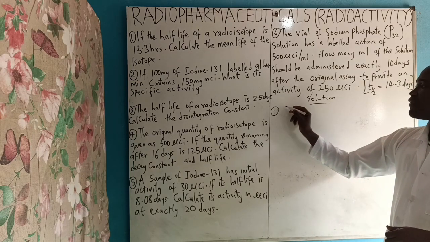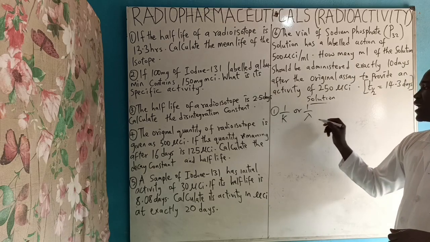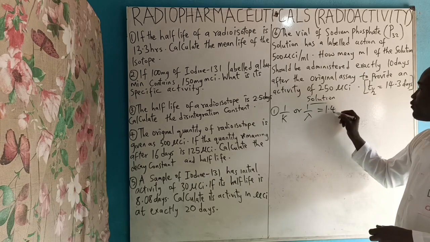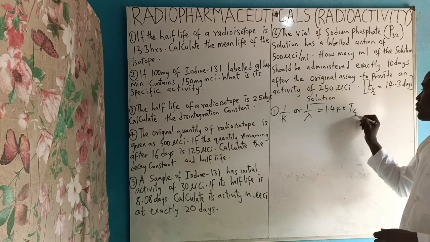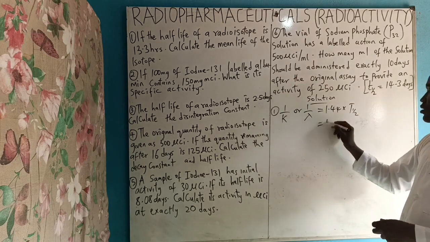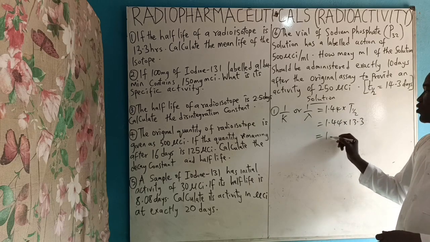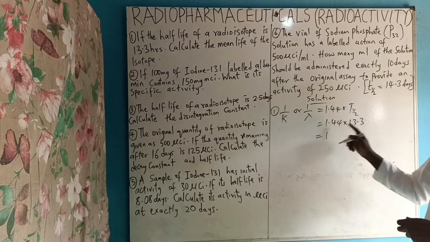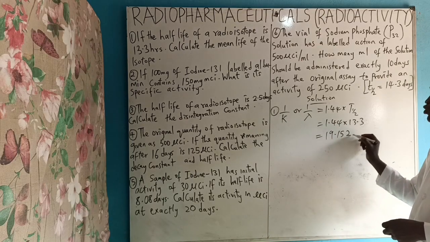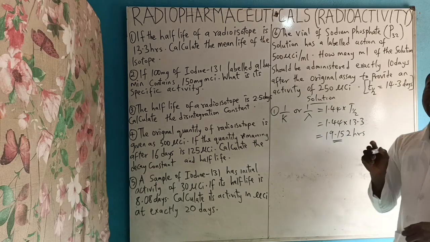Mean life of the isotope, denoted with 1 over lambda, is equal to 1.44 times half-life. What is the half-life? 13.3. So 1.44 times 13.3, when you press this in your calculator, gives you 19.152 hours. So the mean life is also in hours, 19.152 hours.